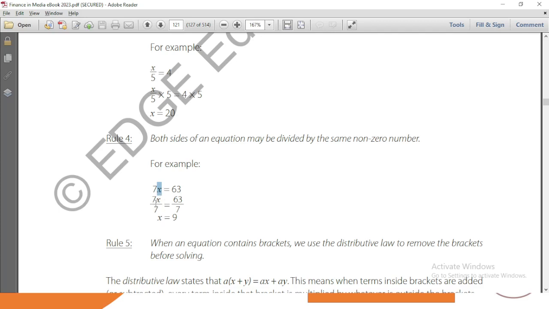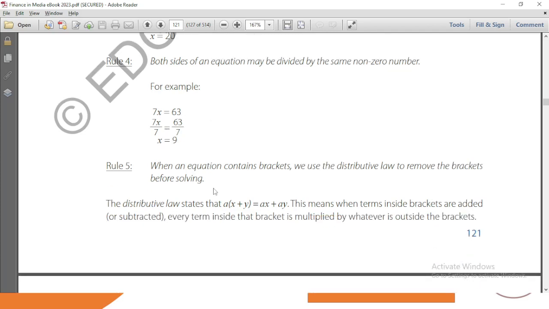Once we do that, we're going to have 7x divided by 7 equals 63 divided by 7. So 7x divided by 7 will be equal to 1x. Normally if it's written like this, it's automatically 1x. From there we can calculate 63 divided by 7, and we get 9. So x equals 9. If we say 7 multiplied by 9, we get 63.